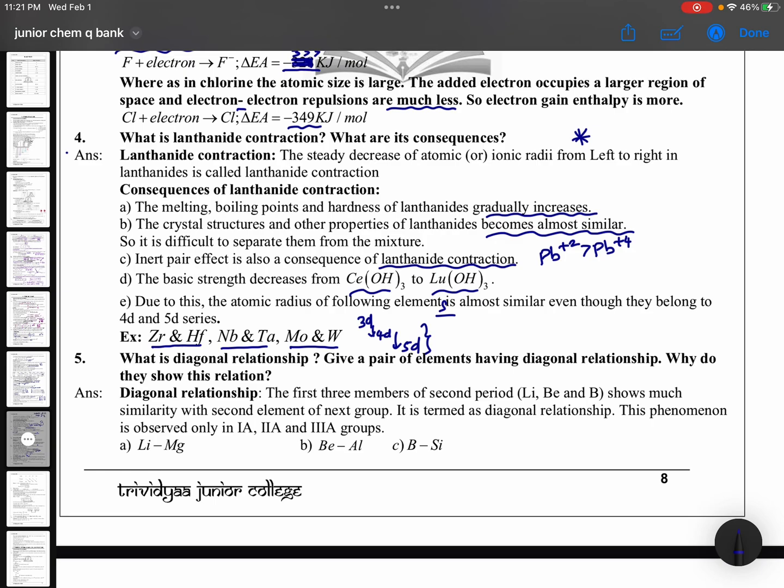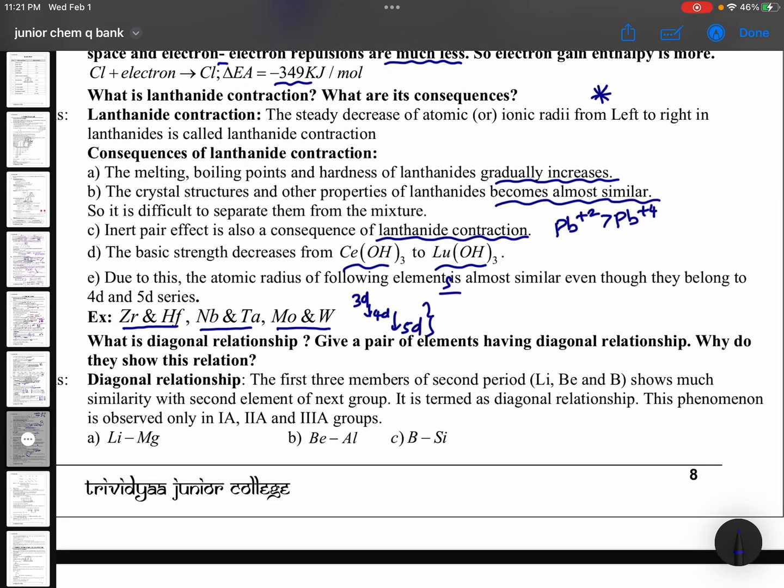What is diagonal relationship? Give a pair of elements having diagonal relationship. Why do they show this relation? Diagonally related in the periodic table. Second period elements are lithium, beryllium, boron, carbon, nitrogen, oxygen, fluorine. Here sodium, magnesium, aluminium, silicon, phosphorus, sulfur, chlorine.